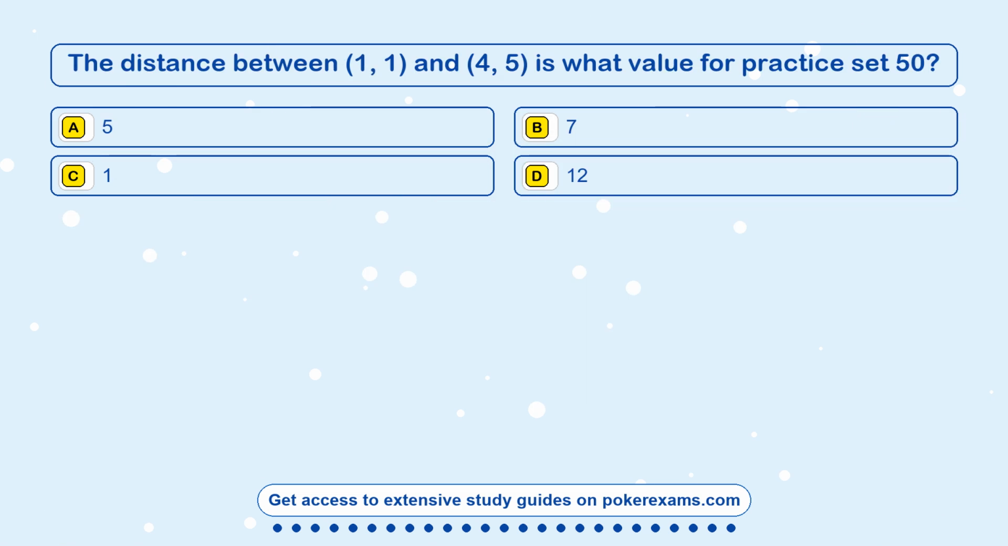Question 16. The distance between 1, 1, and 4, 5, is what value for practice set 50? Option A, 5. Option B, 7. Option C, 1. Option D, 12.